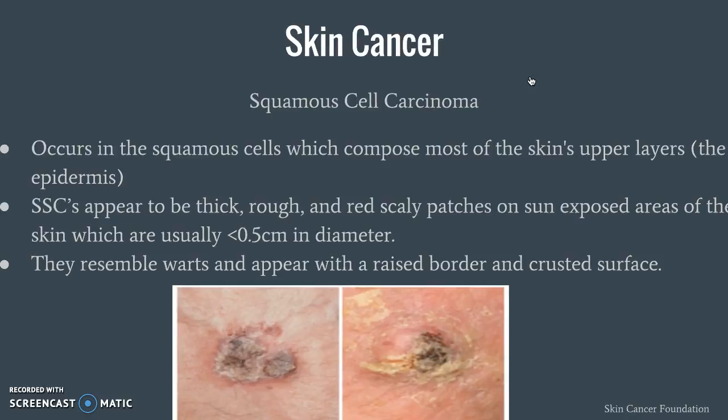Squamous cell carcinoma occurs in the squamous cells, which compose most of the skin's upper layers. If you remember from A&P, the upper layer is the epidermis. Squamous cell carcinoma appears as thick, rough, red, scaly patches, and it can come up on sun-exposed areas of the skin that are usually 0.5 centimeters or less in diameter. You can see from the pictures that they look like warts with crusty surfaces.